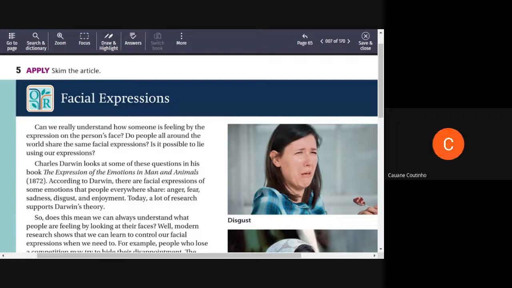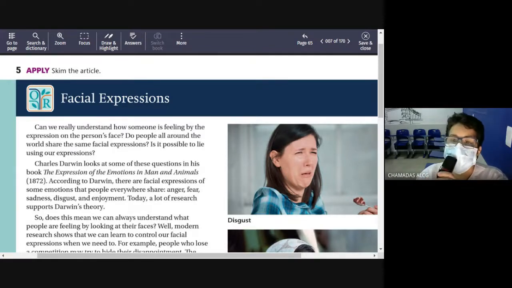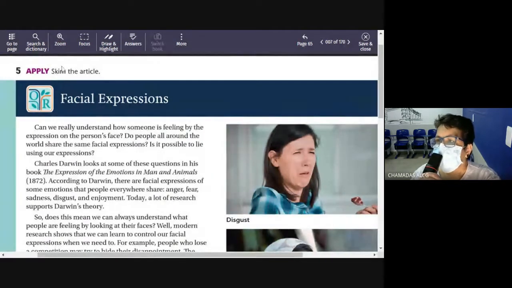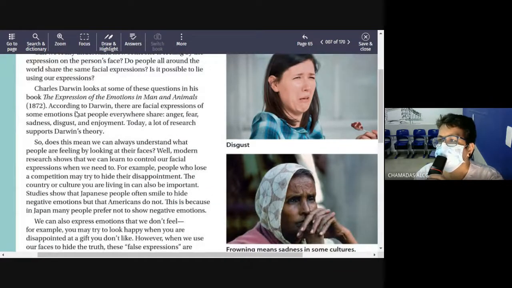Teacher, I think skim with M, meaning something like ler por cima. Yes. Leitura rápida. Very good, Kawani. It's when you read superficially. So skim is a verb. So they say here, skim the article. So they say that we should read the article in a fast way or superficially, okay?